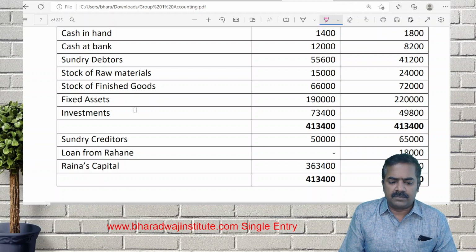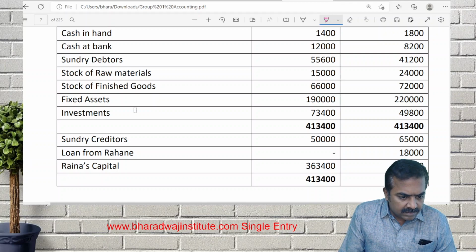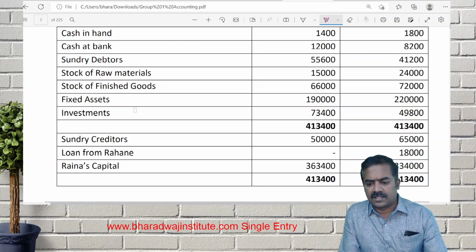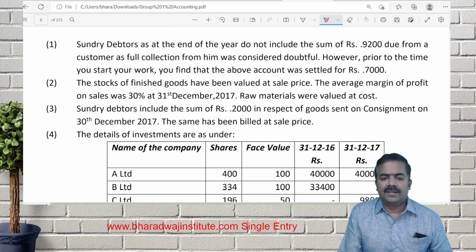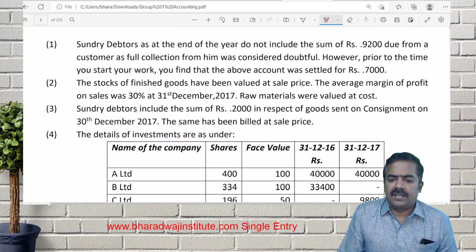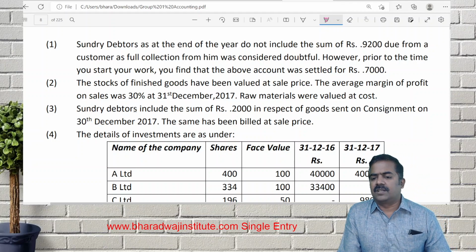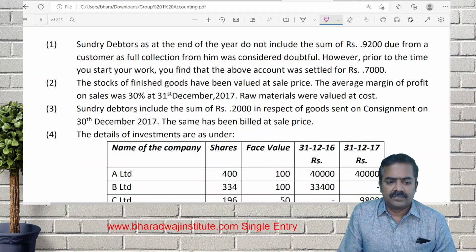Creditors, loan from Rahani is given, and Raina's capital is given to us. Your examination of available records reveals the following. Debtors at the end of the year did not include a sum of 9,200 from a customer, as full collection was considered doubtful.